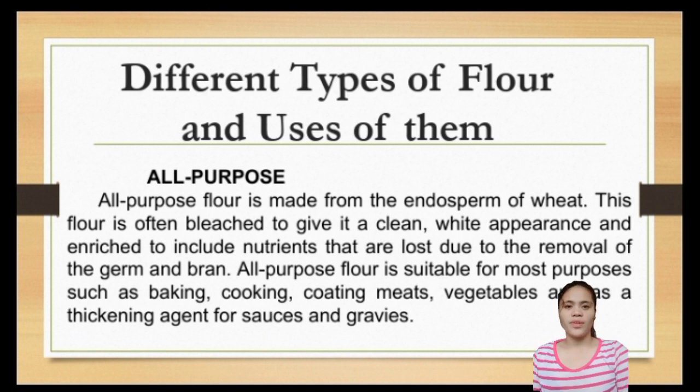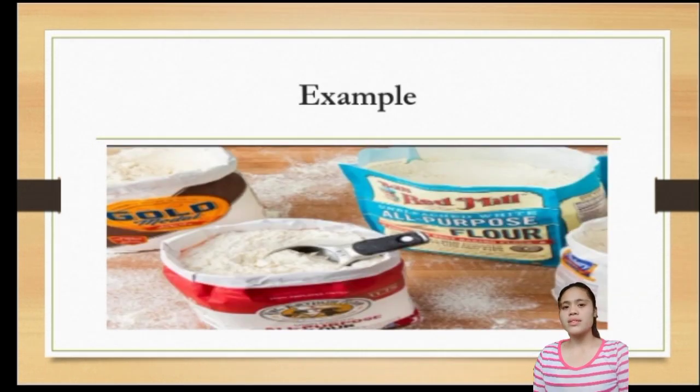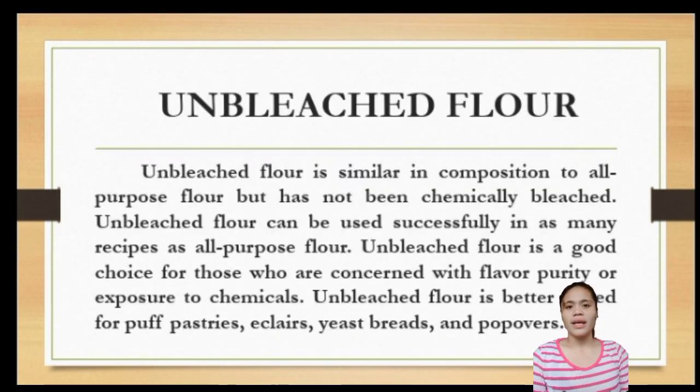First is all-purpose flour. All-purpose flour is made from the endosperm of wheat. This flour is often bleached to give it a clean white appearance and enriched to include nutrients that are lost due to the removal of the germ and bran. All-purpose flour is suitable for most purposes such as baking, cooking, coating meats and vegetables, and as a thickening agent for sauces and gravies.